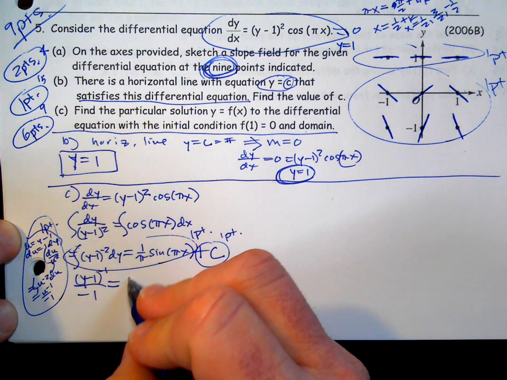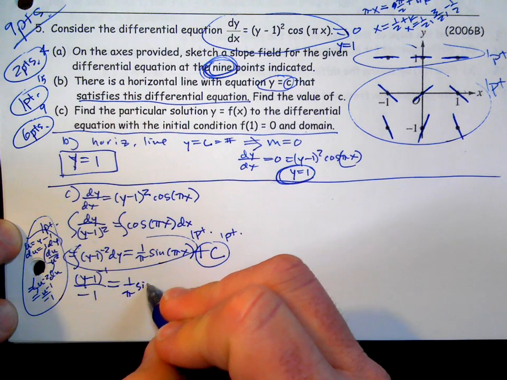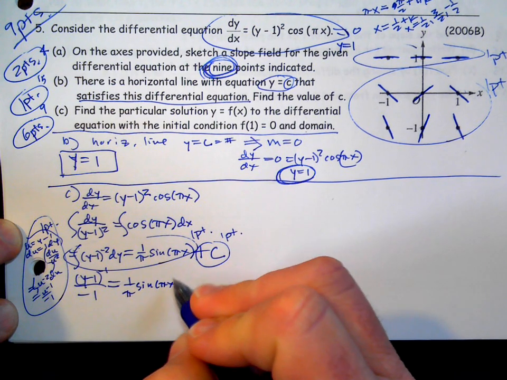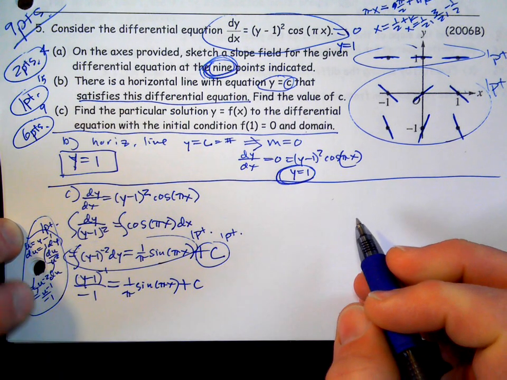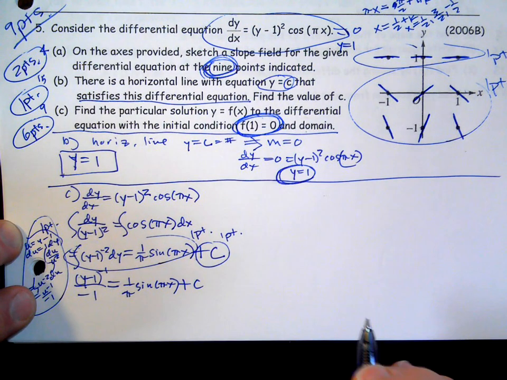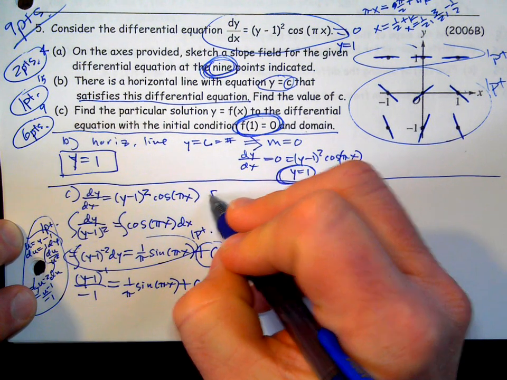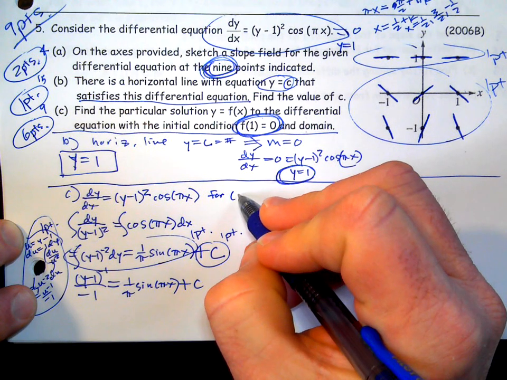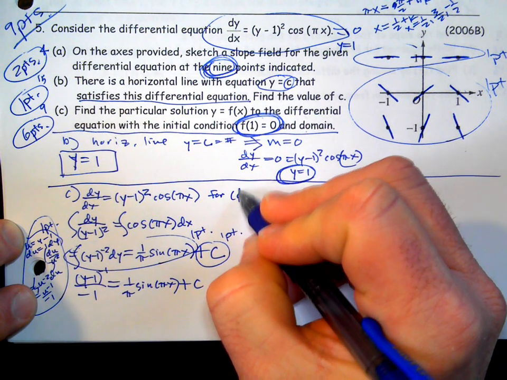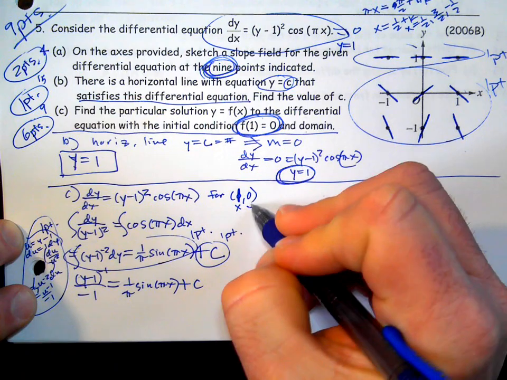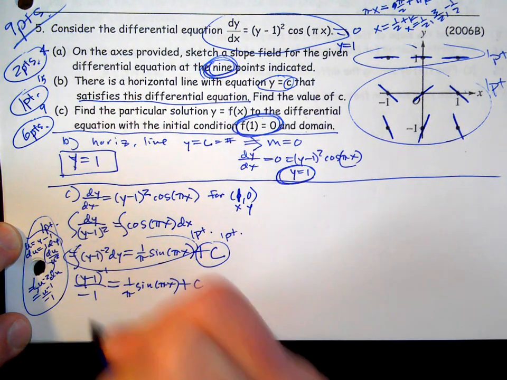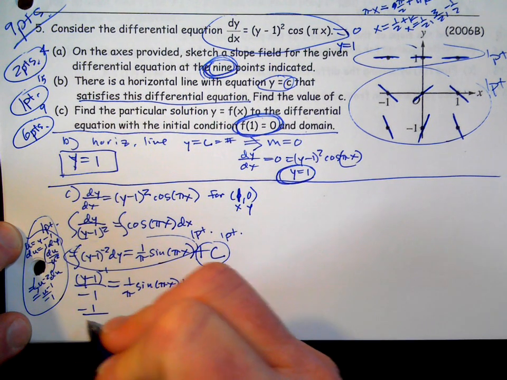Now, let's see. I would find the c value now because they gave you an initial condition, right? They gave you an initial condition. The x value is 1. The y value is 0. And so you have an initial condition. I might rewrite this as negative 1 over y minus 1.